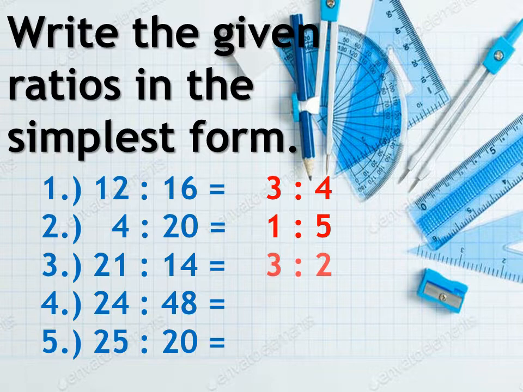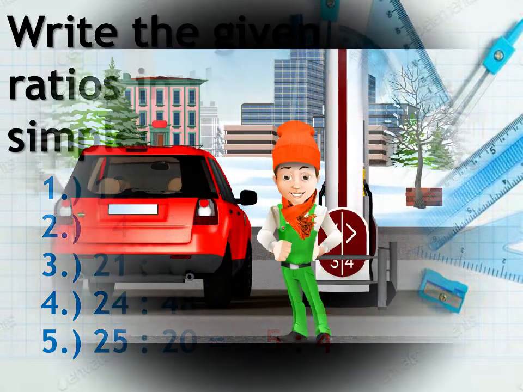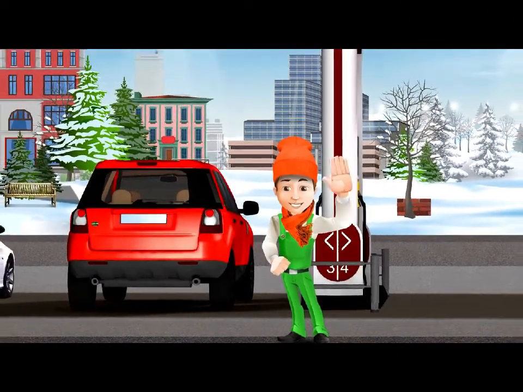The fourth one, 24 to 48. These are multiples of 24. Then we can get the answer as 1 to 2. Also, the last one, 25 to 20. These are divisible by 5. Then you can get the answer as 5 to 4. I hope now you remember the previous knowledge. Okay, now I am going to enter our lesson.